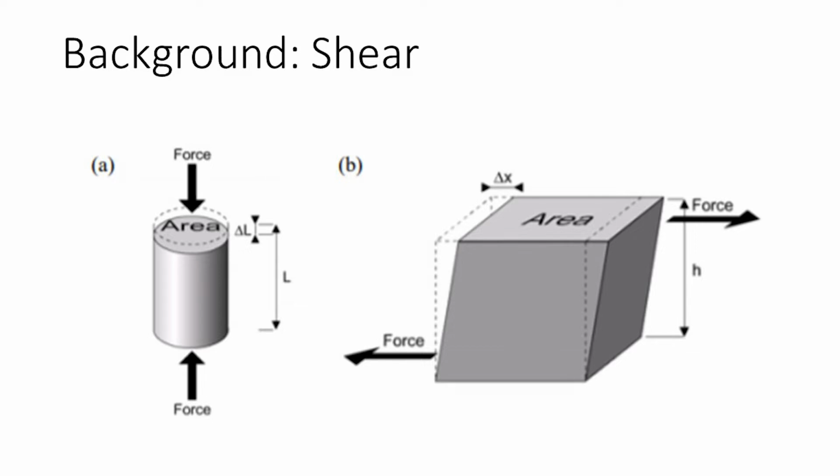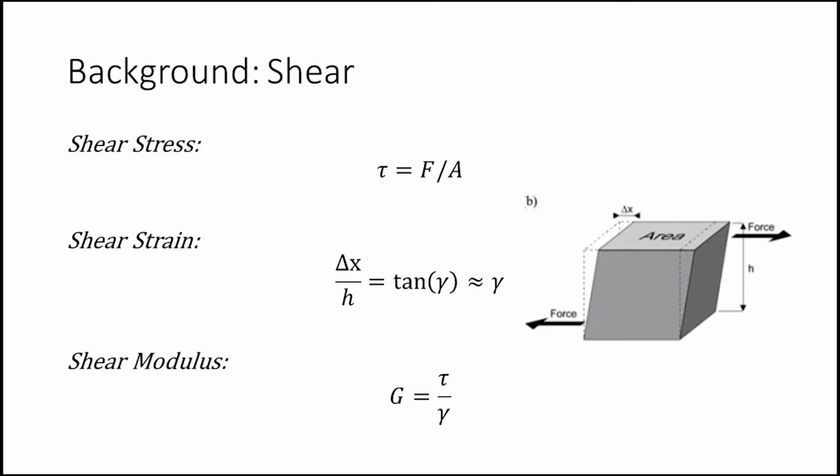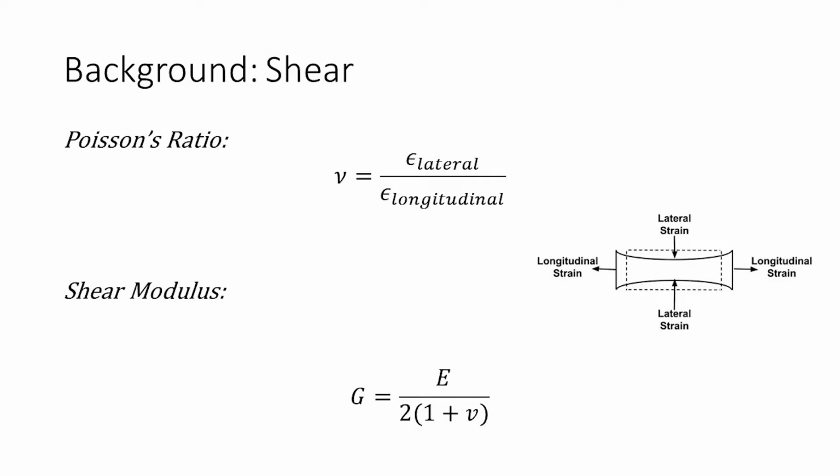If we consider a fixed block of height h and area A, we can apply a tangential force to the upper surface, resulting in some horizontal displacement delta x. We can define our shear stress, tau, as the ratio of tangential force over the cross-sectional area it's acting on. Our shear strain, gamma, is defined as the delta x divided by the height of the material that we're working with. And our shear modulus G is tau over gamma, the same way we would do our Young's modulus. To compare a Young's modulus and shear modulus, we use the Poisson's ratio, or the lateral over longitudinal strain.